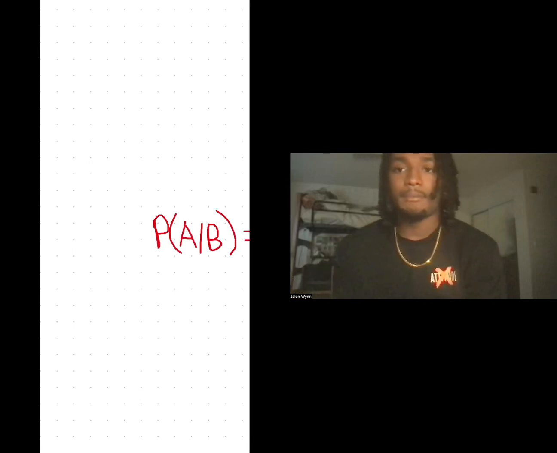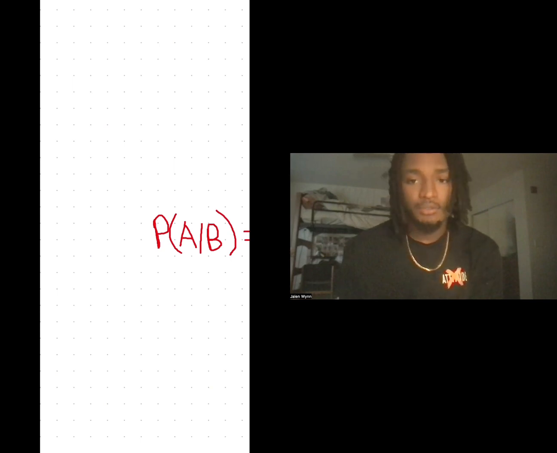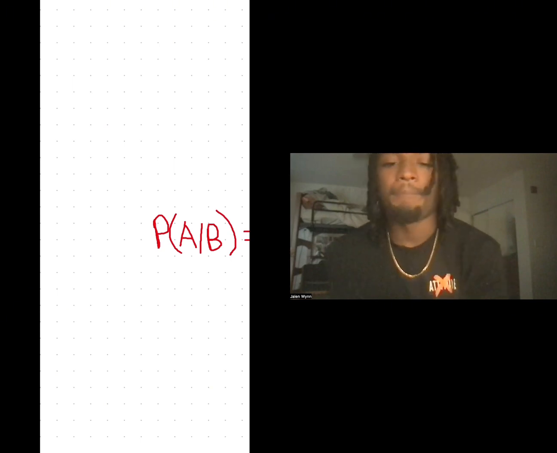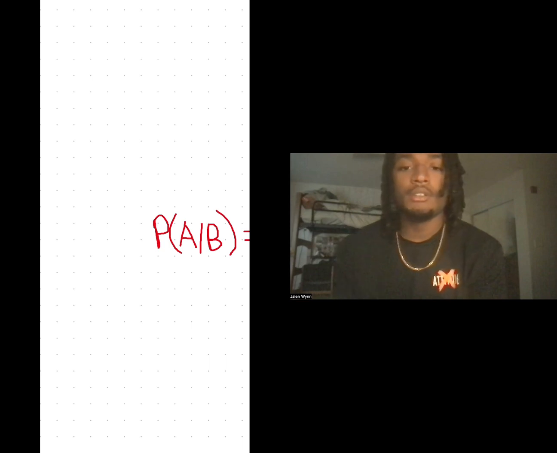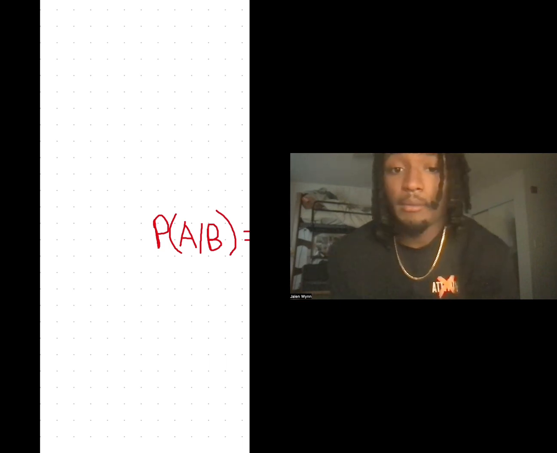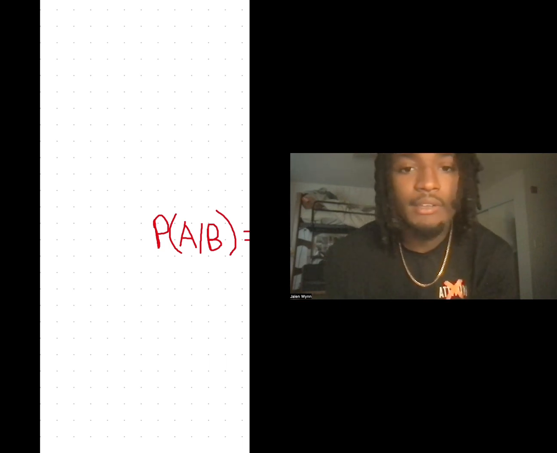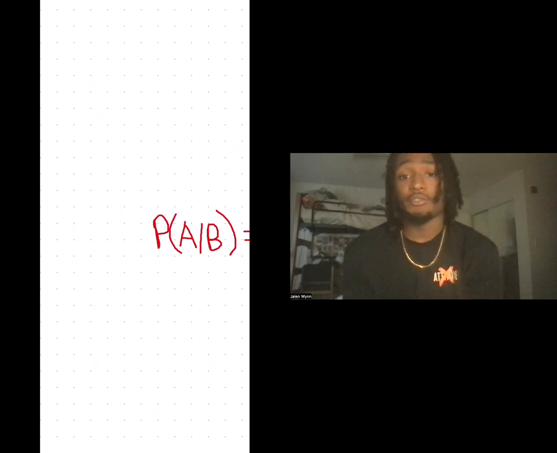Good evening, class. My name is Isaiah Davis, and for today's math final project, I will be teaching you conditional probability. So, conditional probability is the probability of an event given that another event has occurred.